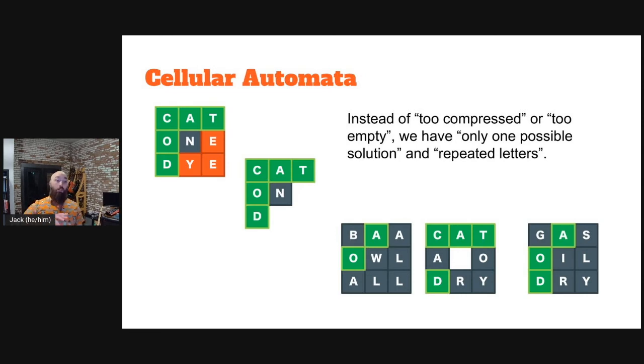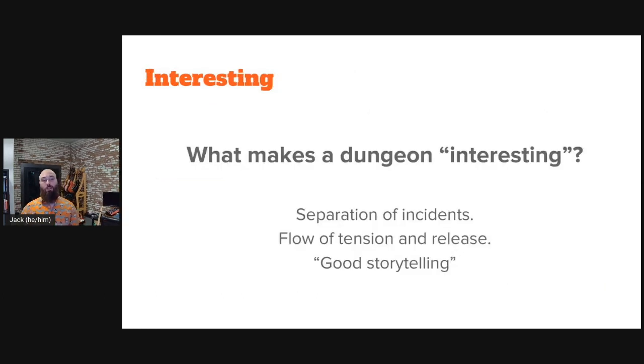So instead of too compressed or too empty in developing knotwords, we have one possible solution, repeated letters, right? So here's an example where we've identified that we like the top left corner of this. We don't like the bottom right corner of this. So we can remove that and start stepping through various English words that we like better, right? So we can throw the L's in there, which also have a problem. So then we can throw in dry, and we can throw in sly. And we end up over here with this puzzle that is much cleaner, a little bit more interesting. It has words that are less common. It has a bigger variety of vowels, which gets us into what makes a puzzle interesting, right? So this is going to be a separation of the incidents, right?